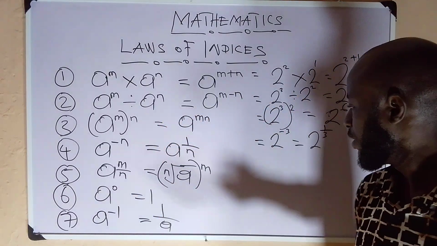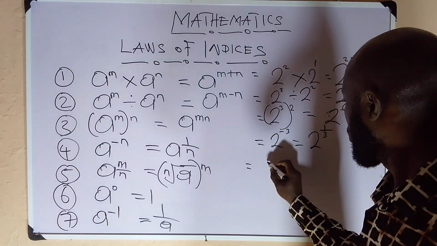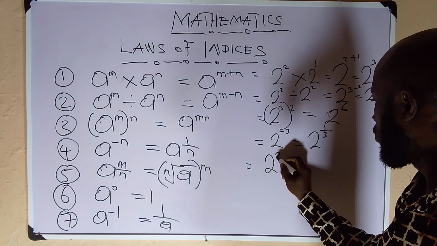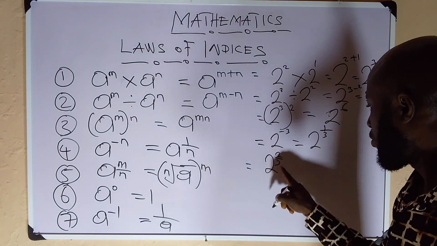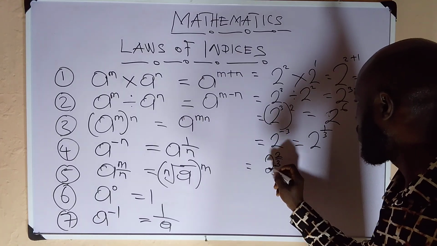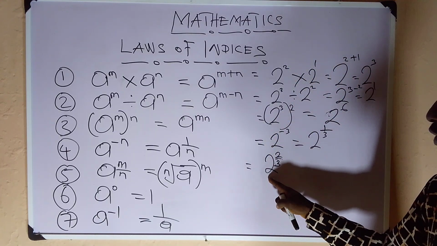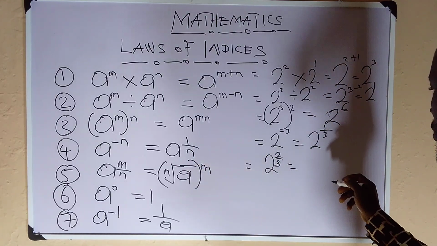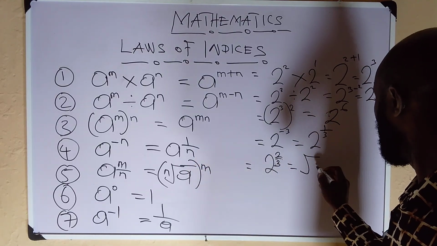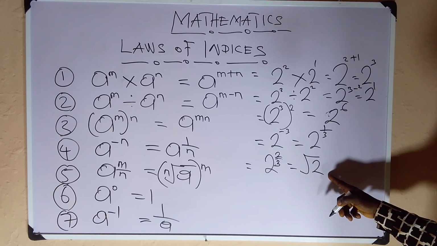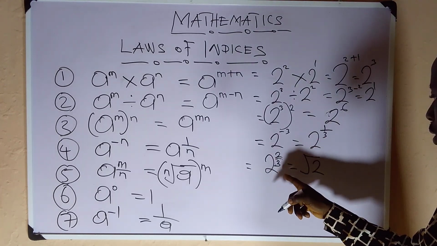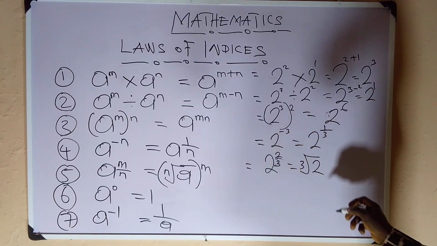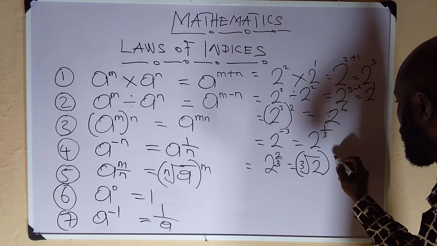So let's check the fifth law. Let's use 2 raised to the power of 2 over 3. The root of 2 will come into this place. The 3 will now go to the tail of the root, making it the cube root of 2, all raised to the power of 2.